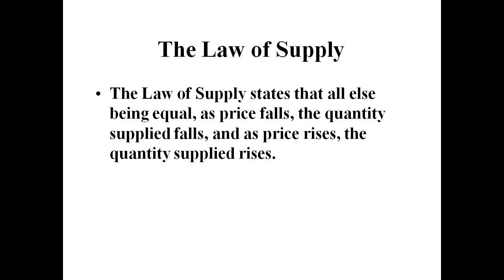Okay, so sellers want to sell things at a high price. Notice this is a little different than demand, where buyers want to buy things at a low price. Now, with the law of supply, you have a direct relationship between variables. So as price goes up, quantity supplied goes up. As price goes down, quantity supplied goes down.